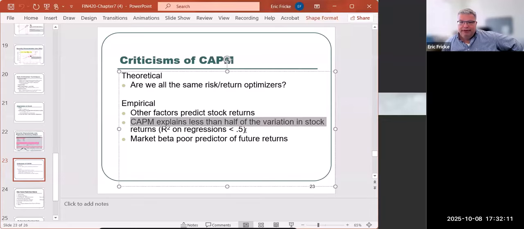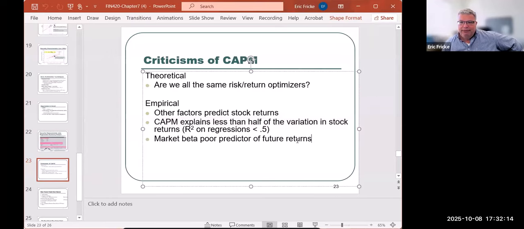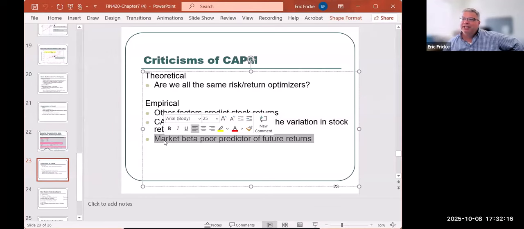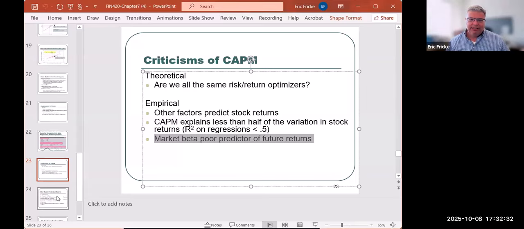Usually it's below 0.5. If we try to predict returns in the future for one particular stock, just using beta, it's not something you want to bet your money on that you can beat the market doing that. Okay? But as an aggregate, it works pretty well, and you'll see that when we look at that coming up.